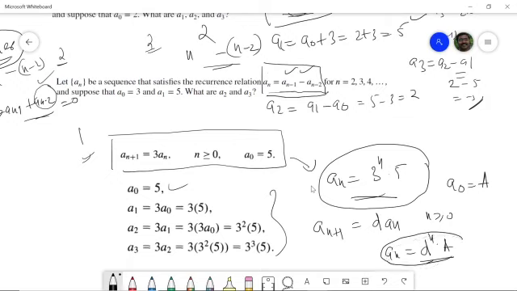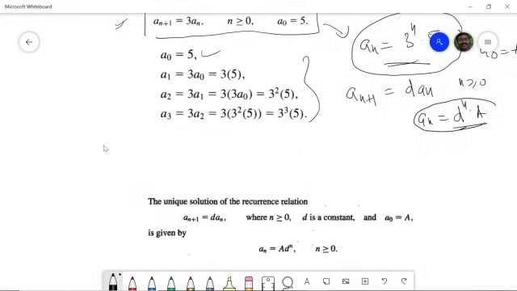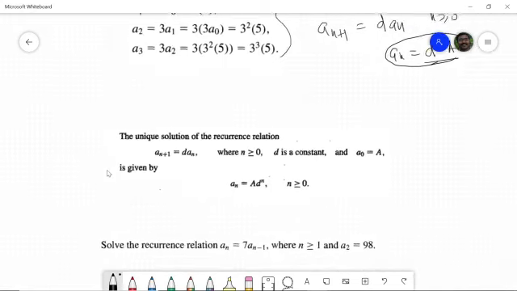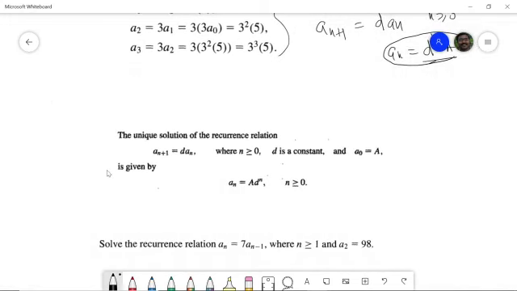So this is the first result which we will be studying here. It's very simple. It's the general form of the geometric series. So this is the solution here, the unique solution of this recurrence relation is nothing but a(n) is equal to A into d raised to n, where n is greater than or equal to 0. So using that relation, let us try to do some problems.